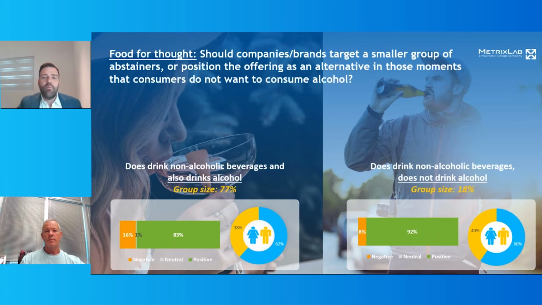And I think the important point to underscore here is that when you're thinking about R&D efforts and when you're thinking about marketing efforts for the non-alcoholic category, the real size of prize, the real opportunity area, is with alcoholic drinkers. Your group of abstainers, so those who are exclusively not drinking alcohol, is only 18% versus the 77% of those who are dual users of alcoholic and non-alcoholic offerings.